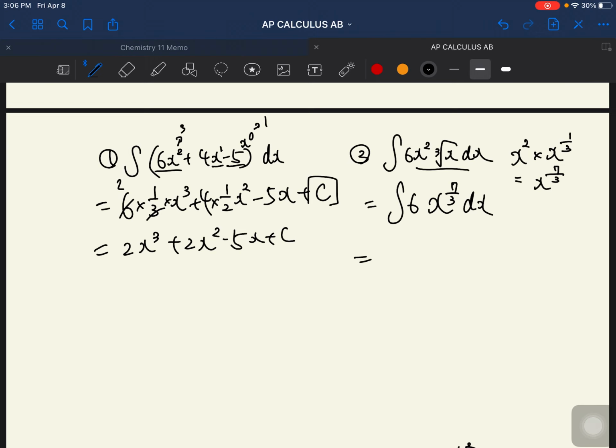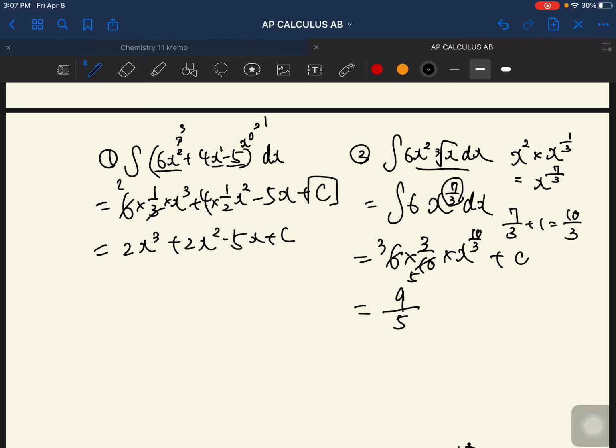Technically you're going to do the same thing. Let's add 1 to this one. 7 over 3 plus 1 is 10 over 3. So let's take the reciprocal of this one, which is 3 over 10, times x raised to 10 over 3 plus c. And let's simplify it: 9 over 5 times x raised to 10 over 3 plus c. That's all.